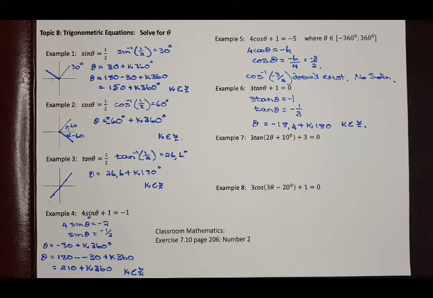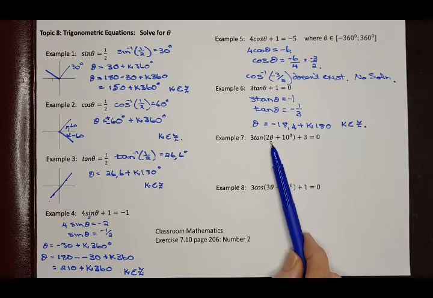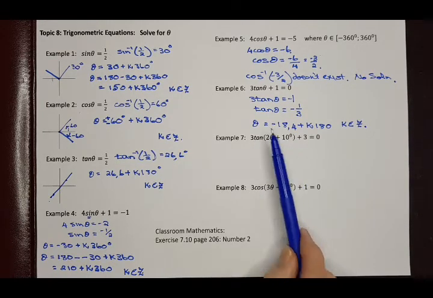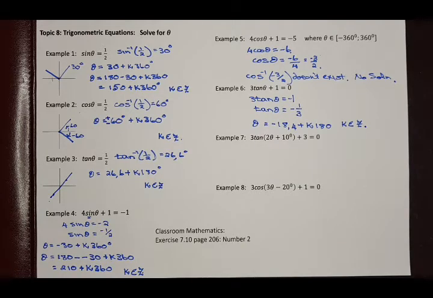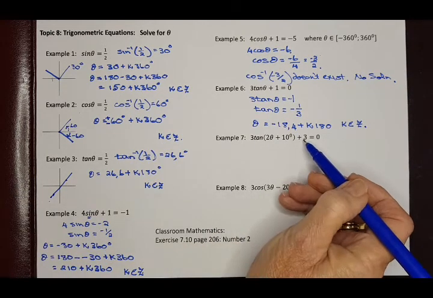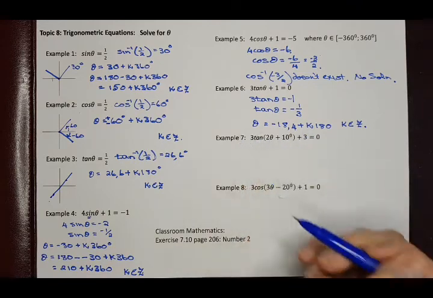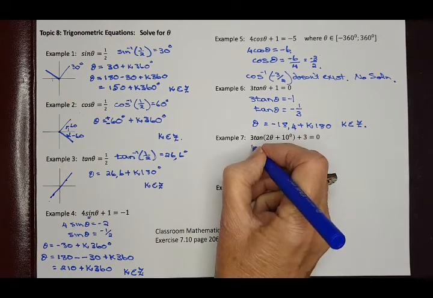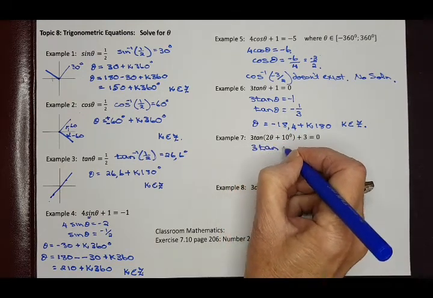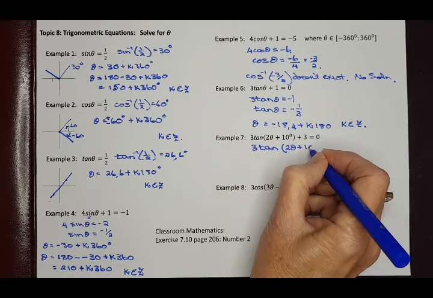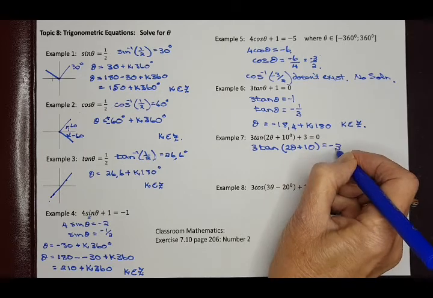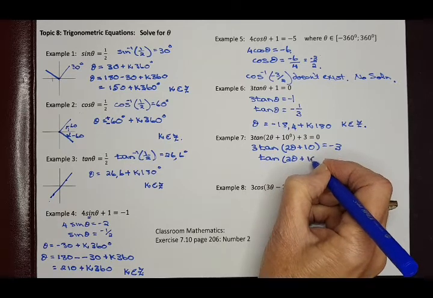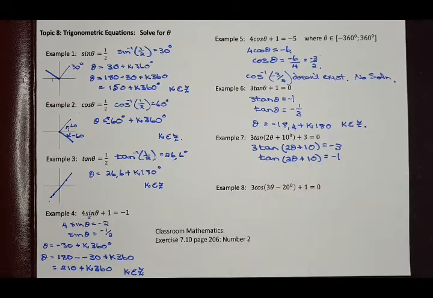Okay, so now we're going to make it one step more difficult. Now, you still need to get your ratio on its own, but of course the angle we're dealing with in this sum looks a little bit messier. So you peel away all the extra things that are added onto the tan. How do I get rid of an add 3? I minus 3. So I get that 3 times tan of the angle is equal to minus 3. That means that tan of 2 theta plus 10 is equal to minus 1.